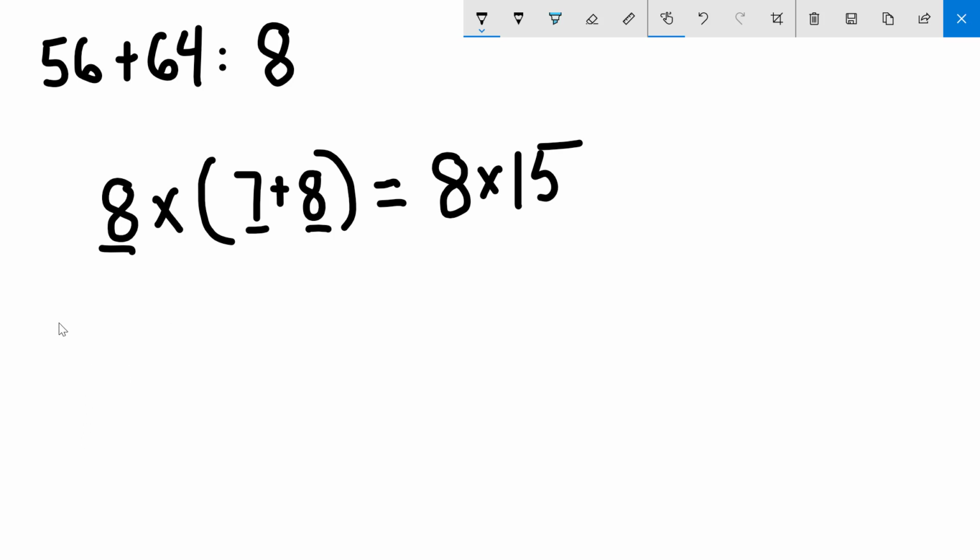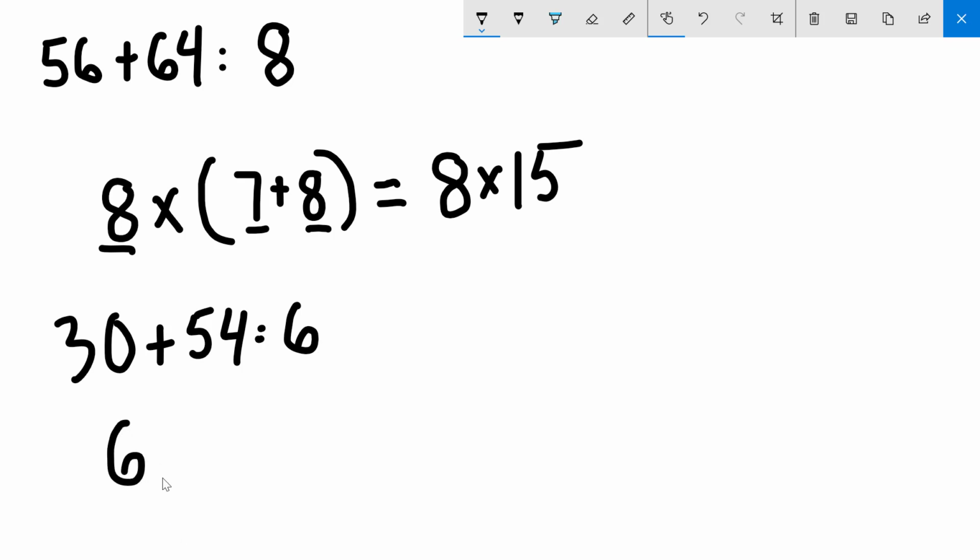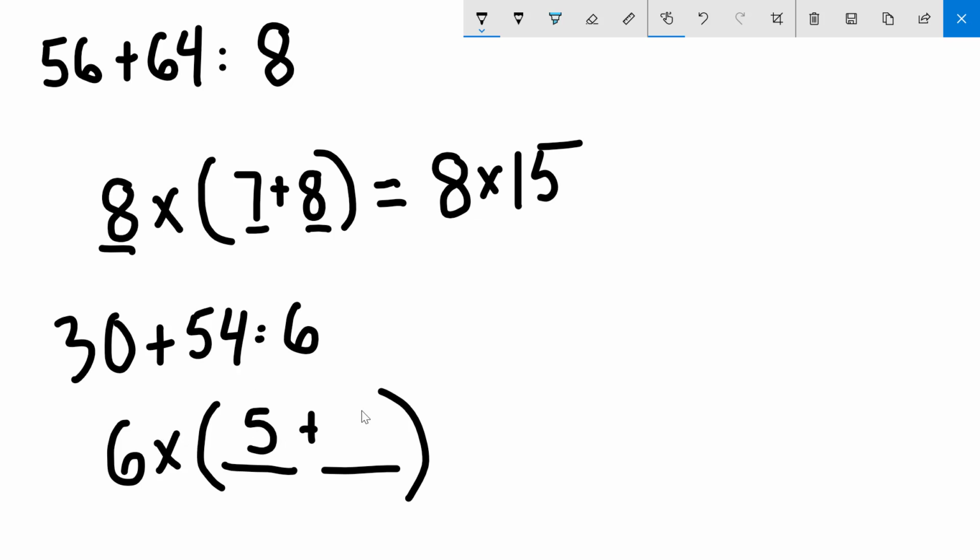So let's take a look at another one. Let's say we have 30 and 54. The greatest common factor of 30 and 54 is 6. So that means when I'm writing this out, I have a 6 on the outside, multiplying it by two numbers. Where do I get these two numbers from? 30 divided by 6 gives me 5. 54 divided by 6 gives me 9.